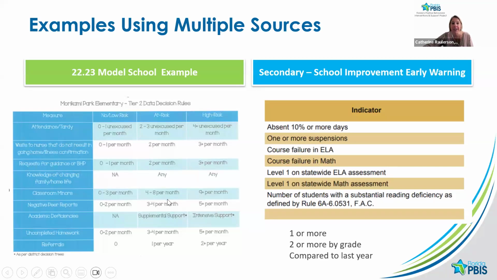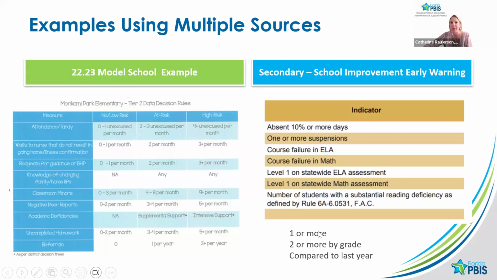So my elementaries are not usually ones to just rely on suspensions. They're wanting to go more proactive and preventive with things like you see in their table, where we're looking at things that might catch kids quicker. There we go, it's better. Quicker than something like a discipline referral or suspension. So that's why we pulled that particular example. And those of you who've been through tier 2 training, we talk a lot about this and setting up those decision rules.